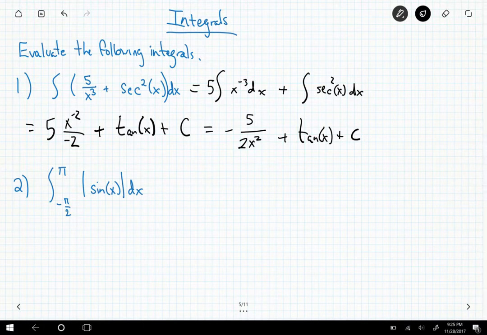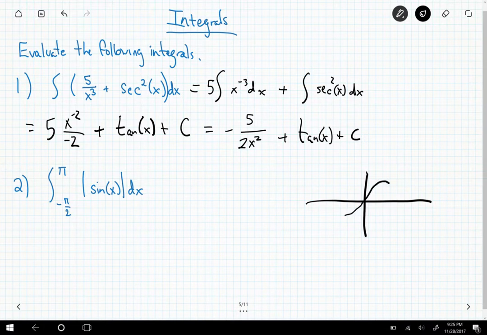Now as for our next one, we have this integral from negative pi over 2 to pi of absolute value of sine of x. First off, I want to discuss this a little bit. What is sine doing? Well, sine kind of goes like this and like this over and over again, and the period is usually 2 pi. At the high mark we have pi over 2, and on the low mark we have negative pi over 2, and then we'd have pi, and so on and so forth.